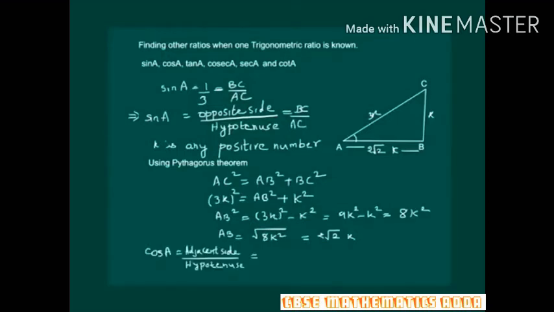Now cos A, what is the formula for cos A? Simply the side adjacent divided by hypotenuse, or B by H, and this equal to AB divided by AC. AB is the base, AC is the hypotenuse. So this equal to 2 root 2 k divided by 3k. K cancels here, and this equal to 2 root 2 divided by 3. So this is the value of cos A.